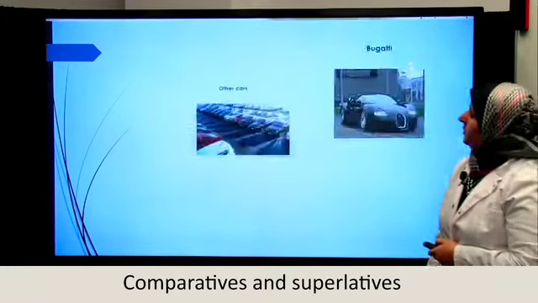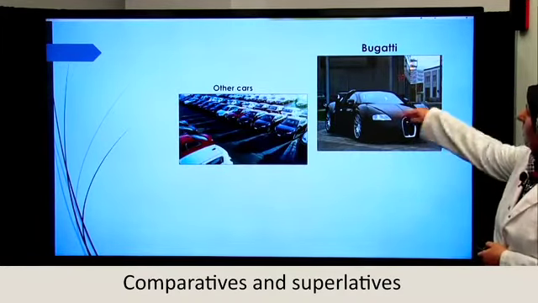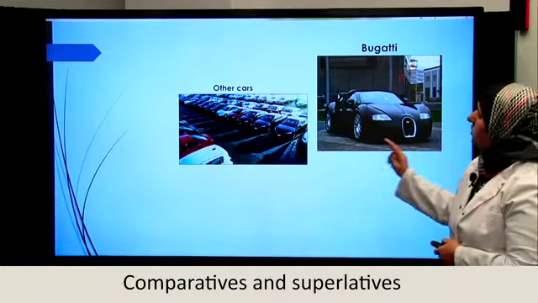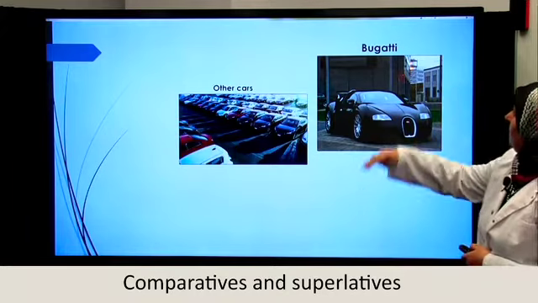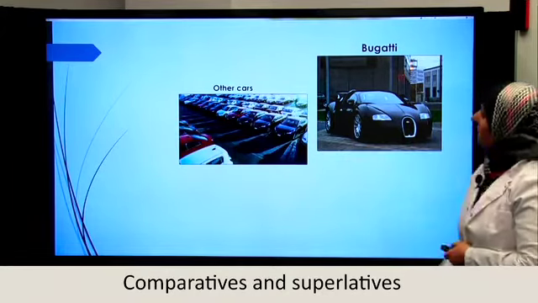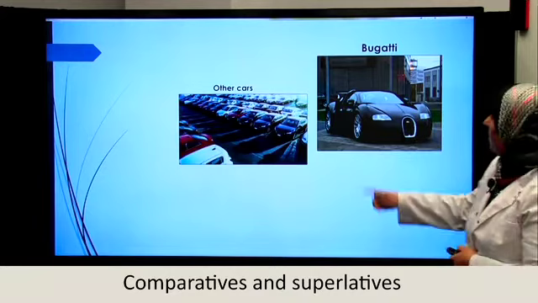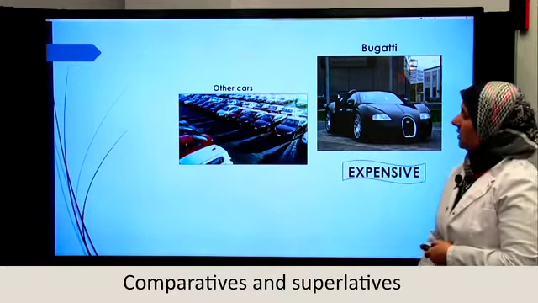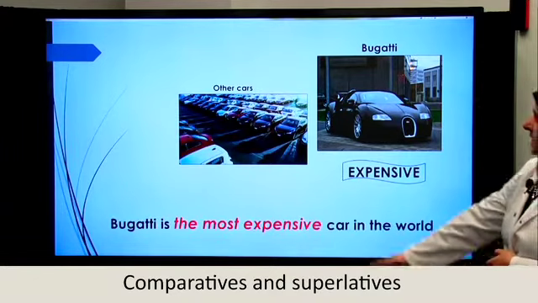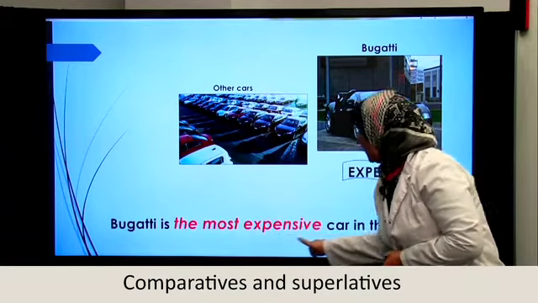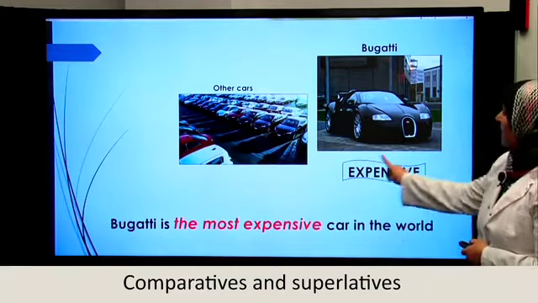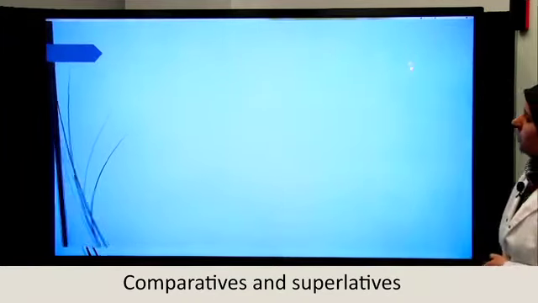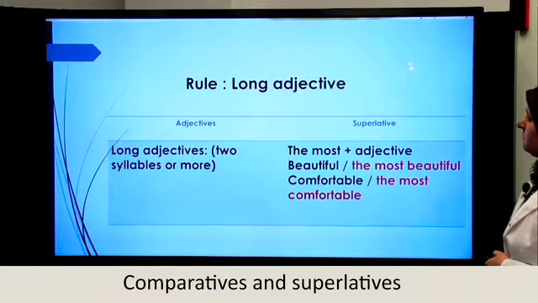Now look at this example. We want to compare a car to all the other cars. Now we are not comparing only two cars, we are comparing one car to a lot of cars. So Bugatti here is an example. We know that Bugatti is very expensive. We want to compare it to other cars. So we're going to say Bugatti is the most expensive car in the world, because expensive here is a long adjective. So what is the rule for all long adjectives?